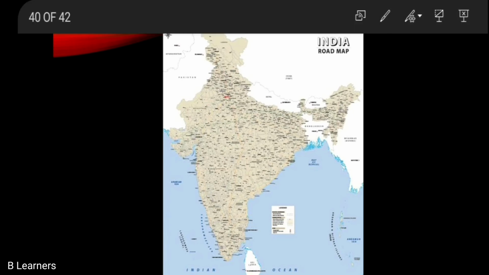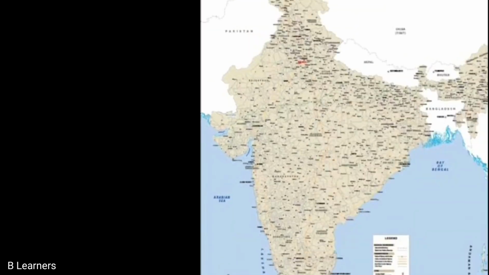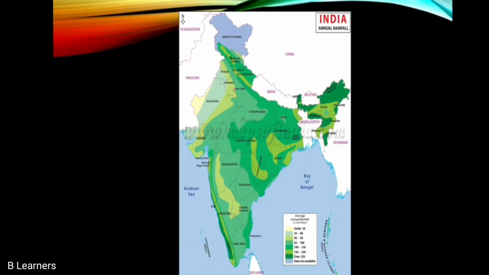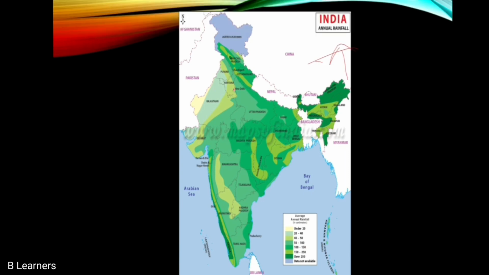So here you can see it is showing the road map, means it is showing the different roadways across India. Then we have this map which is showing the annual rainfall. So as you can see, on the top, this side, we have the title of the map written, that is annual rainfall. So this is a map which is based on a particular theme, that is annual rainfall.